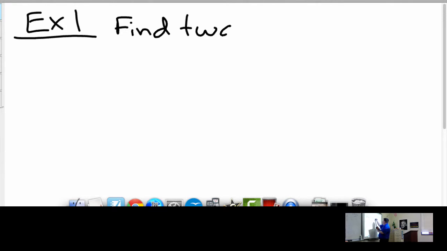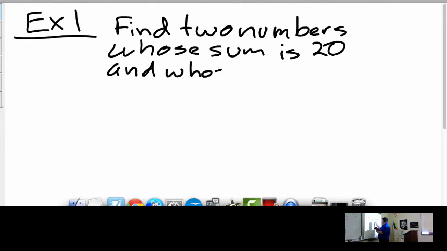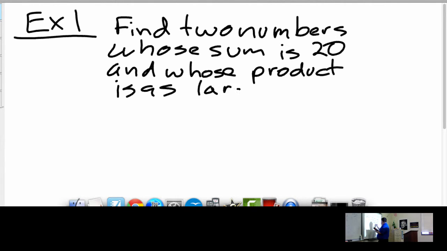Find two numbers whose sum is 20 and whose product is as large as possible.